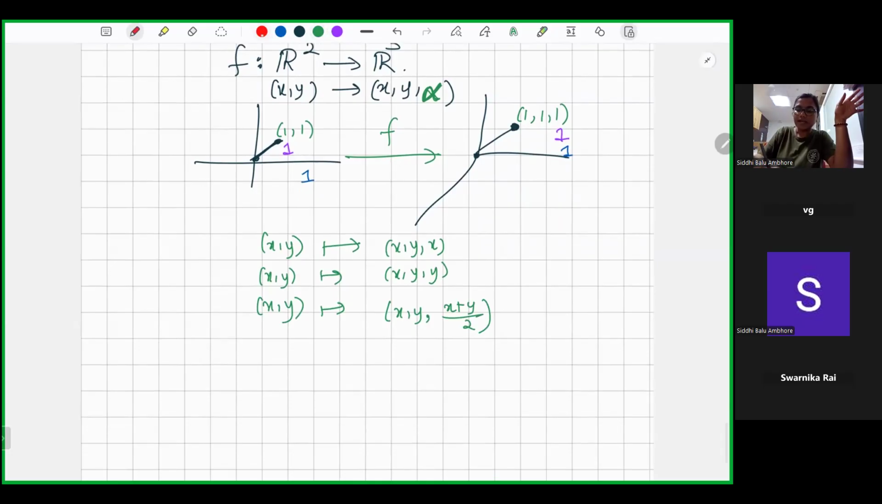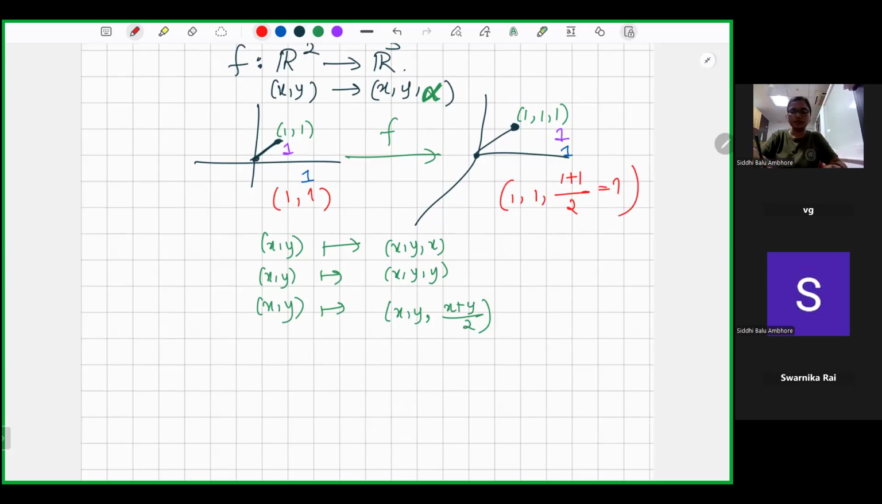Yes, because in this case, 1 plus 1 gives 2. So now this is 1. The last coordinate is again 1. So this was my 1, 1, and that is going to 1 comma 1 comma this one. So there are many ways.